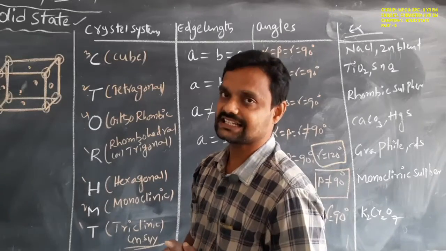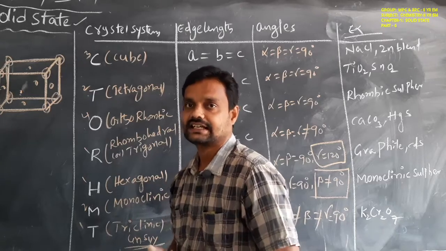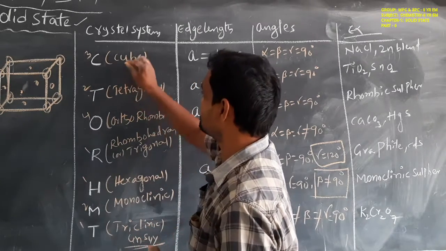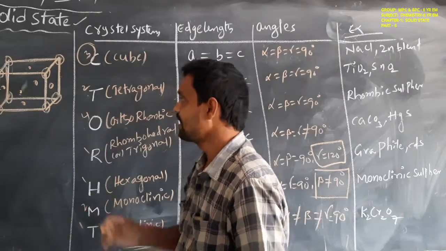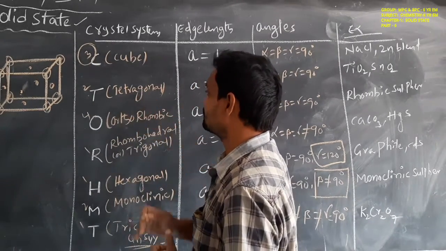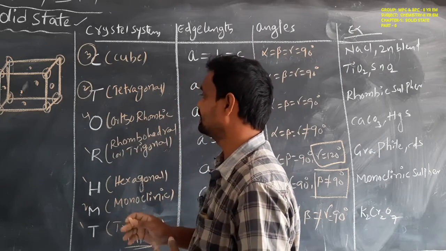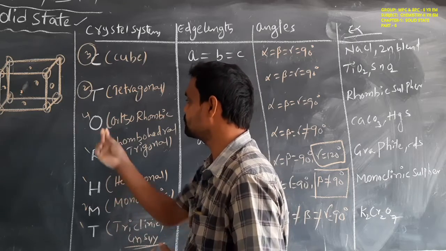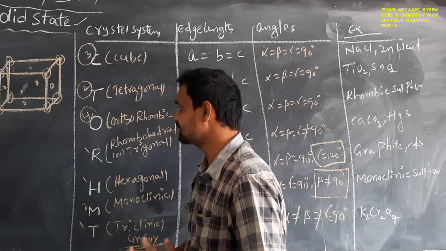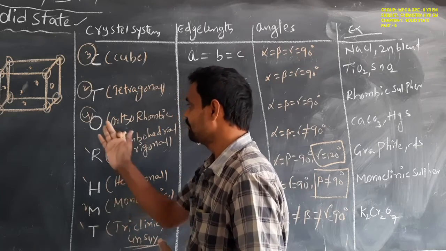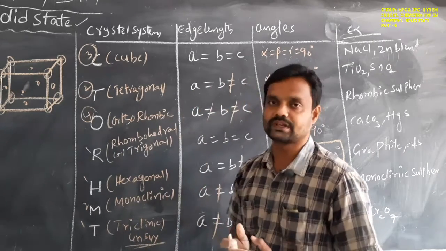And in each crystal system there are variations. For example, in cubic it varies 3, in tetragonal it varies 2, and in orthorhombic the variation shows 4 unit cells. That means simple or primitive exists, body centered exists, face centered exists, and end centered exists in case of the orthorhombic.